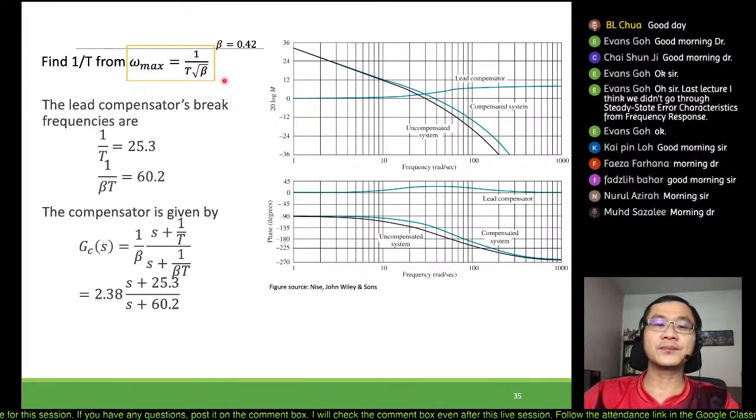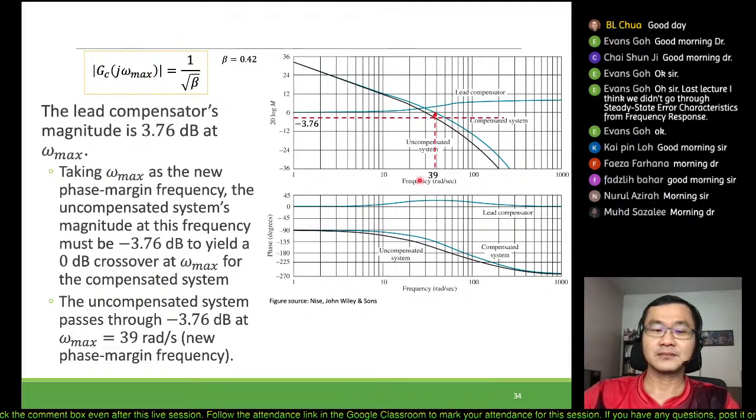Again, from this beta value, you can calculate or estimate the maximum frequency at which it occurs. When you calculate this, in order to get 1 over T, you have 1 over T unknown. This one you are already able to get. And this omega maximum, you have the omega maximum of 39, which you obtain from the Bode plot.